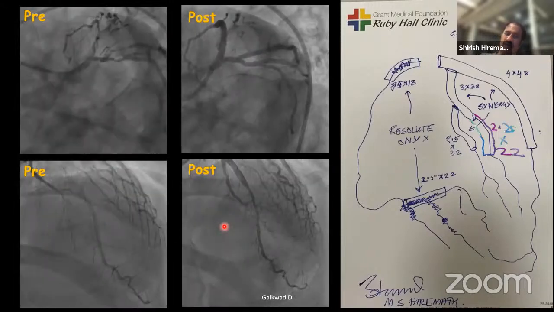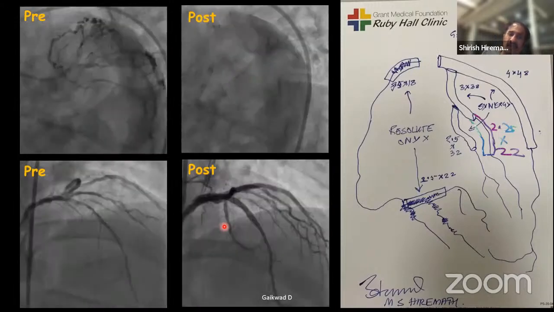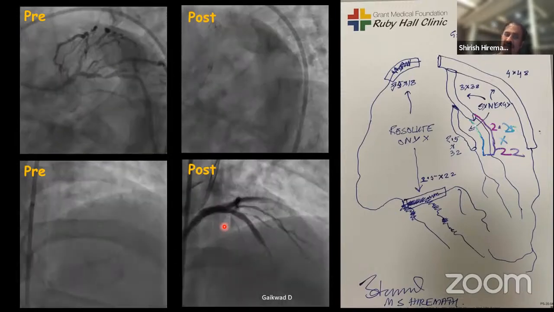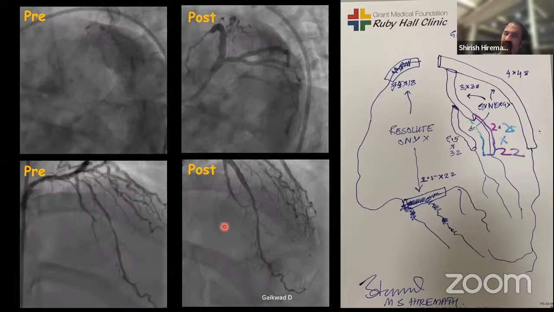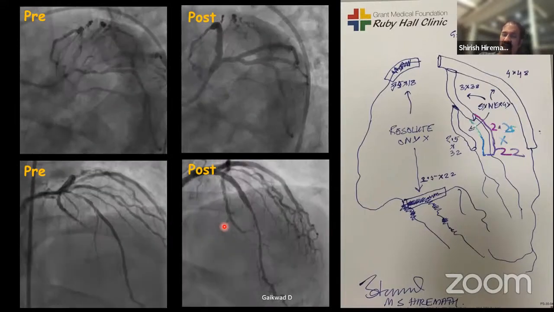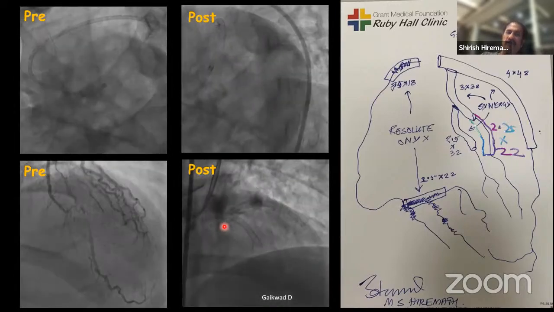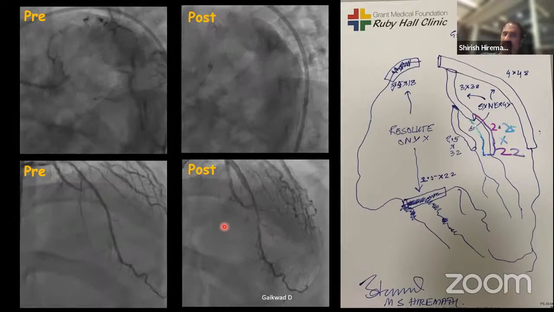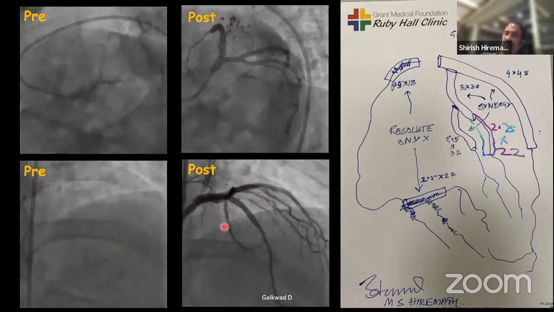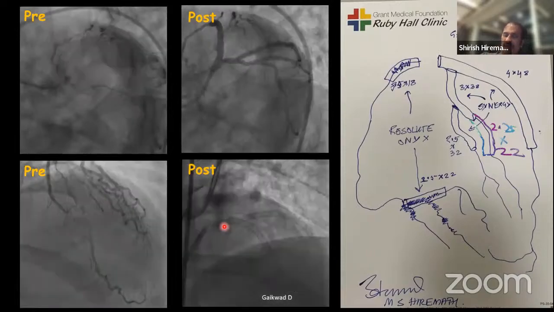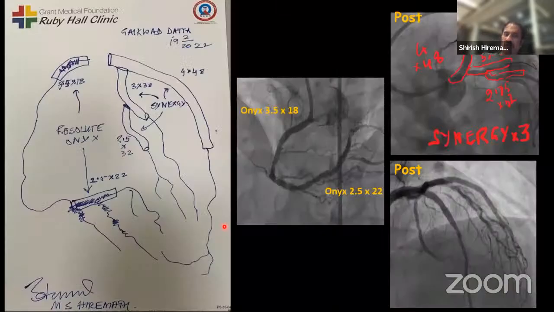So many people feel that the mini crush, which is less taxing to the cardiologist, is not such a great idea. But I think under these kind of circumstances, it saves a lot of steps, saves a lot of contrast, and maybe you can finish the procedure quite early.